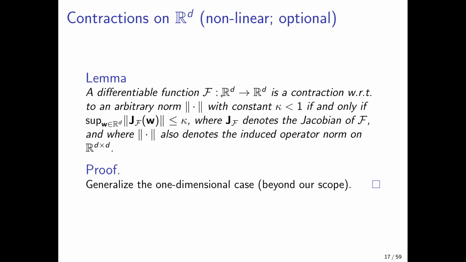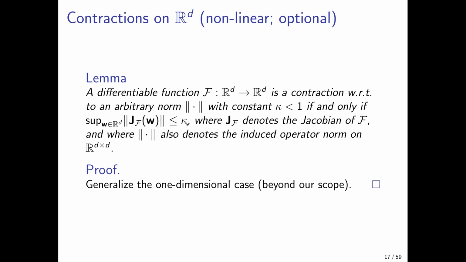And then again, we can say that this function is a contraction with respect to some arbitrary norm and with contraction factor kappa, if and only if, again, this derivative, which is then the Jacobian, is uniformly bounded by kappa. This is very useful to know, to check if something is a contraction. But this is just optional.